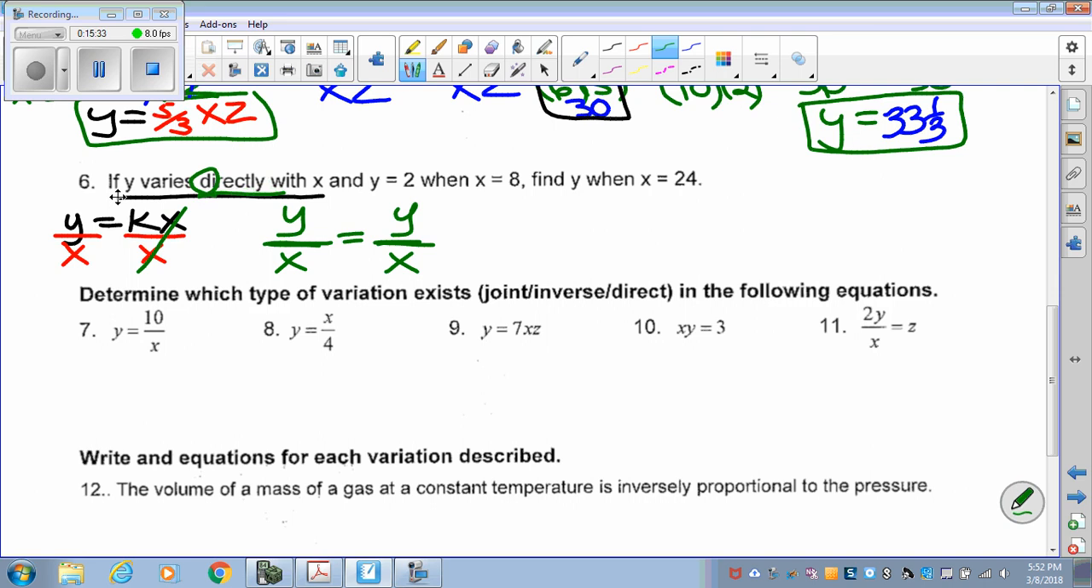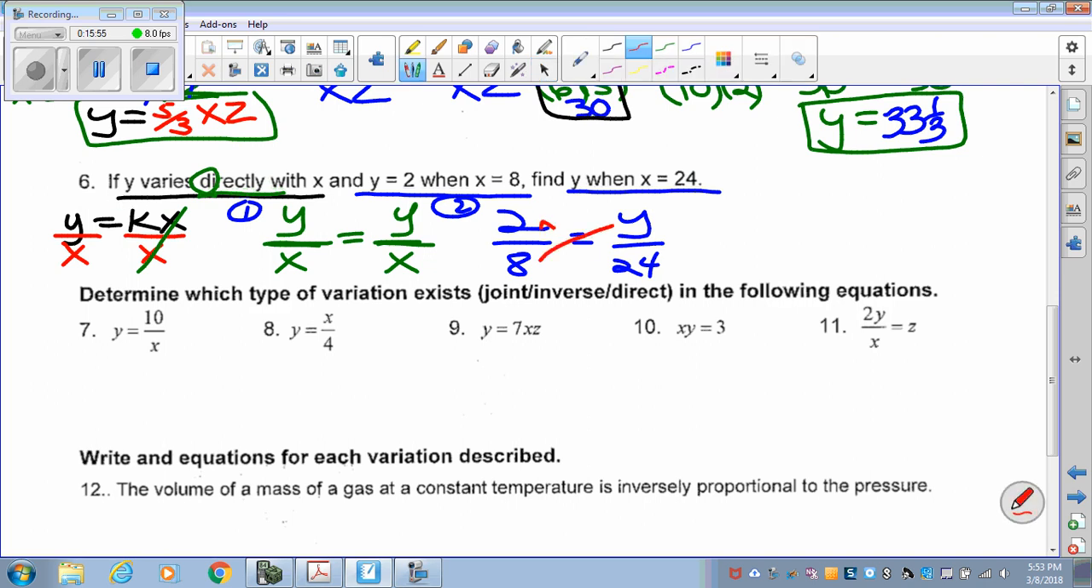So now I have my variables, so I'll go ahead and solve it. I know that when y is 2, x is 8. And here I don't know y, but I do know x is 24, so you substitute. I go from my proportion to substitute, and then I'm going to write an equation by cross multiplying, so I get 8y equals 2 times 24. So 2 times 2 is 4, and 2 times 8 is 8. So there we go. And then now I'm going to divide by 8. So y equals 6.